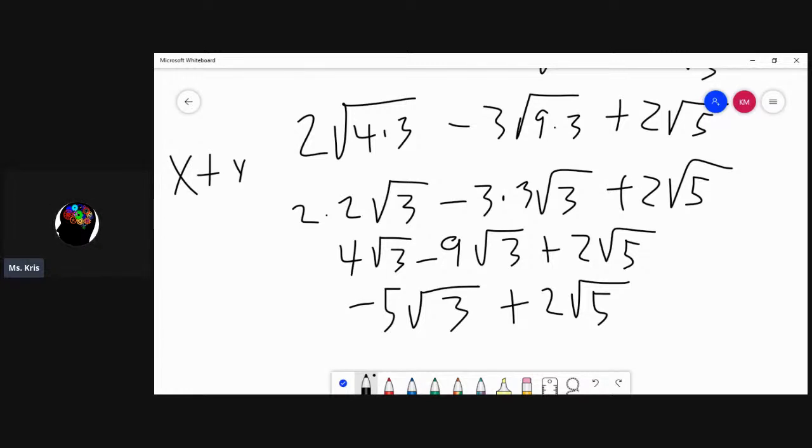That is your answer. You can't break it down any further. You can't combine them into each other because the radicals are not the same. Therefore, you have a minus 5 square root of 3 plus 2 square root of 5. You can also rewrite it as 2 square root of 5 minus 5 square root of 3, just in case you want the positive number in front of the negative number. Either way, you cannot combine them because they do not have the same radical sign. Any questions on that?